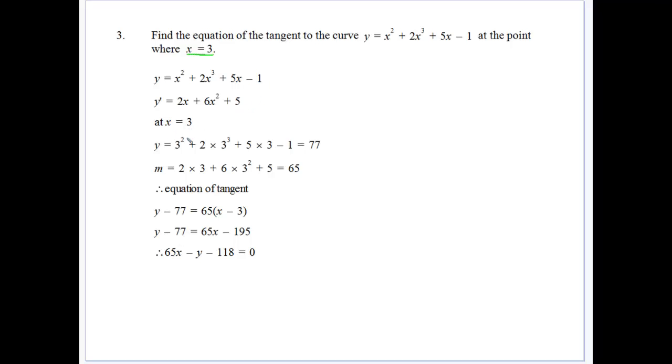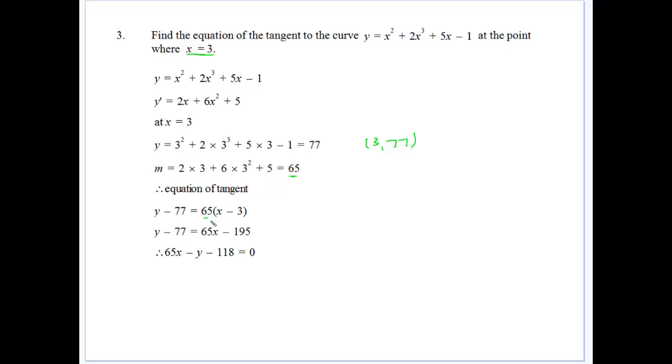At x equals 3, we can get our y coordinate. When we substitute 3 into that function, it gives us the point (3, 77). And our gradient here is going to be rather large. It's going to be 65. It's not usual to get really large gradients, but hey, that's possible. We substituted our x value into the gradient function and were able to get that gradient there.